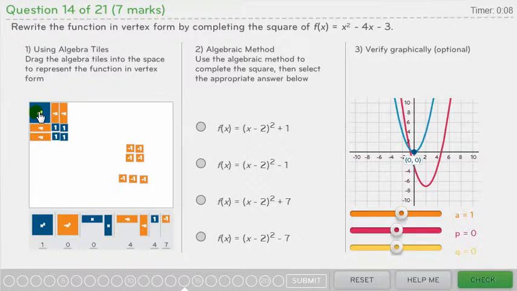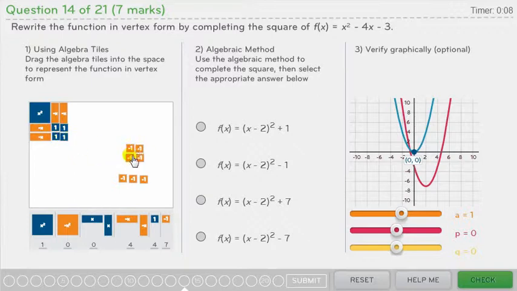And you can see that I've already started using the algebra tiles. I've set up my x squared, my negative 4x's, and a negative times a negative is going to give me positive 4 1s. So if I go to my equation here, I've got my x squared, and I've got my negative 4x's. But I need negative 3. And right here I've got 4 positives.